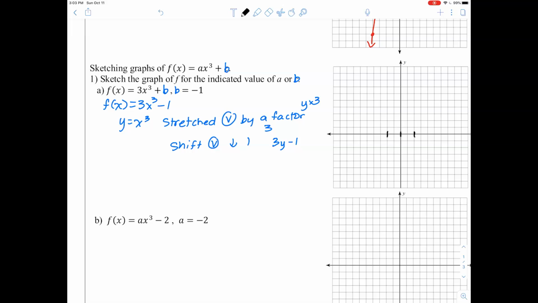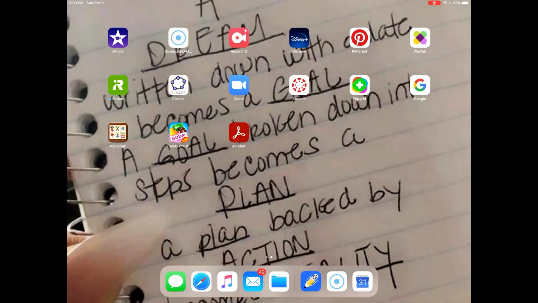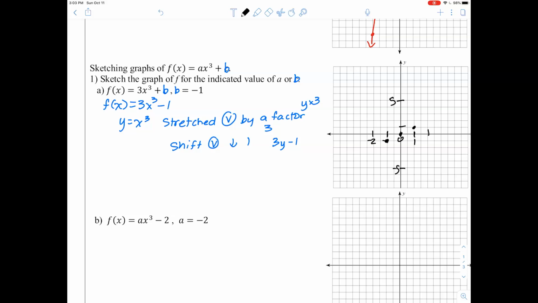So if that's our -1, and that's our 1 and 0 and 2 and -2, and we're going to go 1, 2, 3, 4, 1, 2, 3, 4, 5, and then I think I'll put -5 in there. 1, 2, 3, 4, 5, just so we can see what's happening there. So our parent function, if you recall, we had a point at -1, -1, a point at 0, 0, a point at 1, 1, and then we had a point at 2, 8.